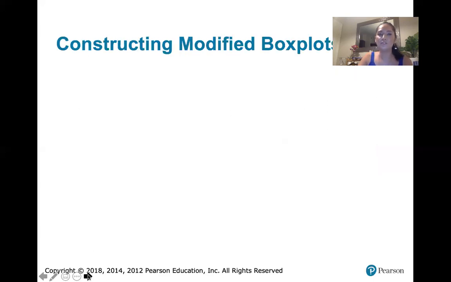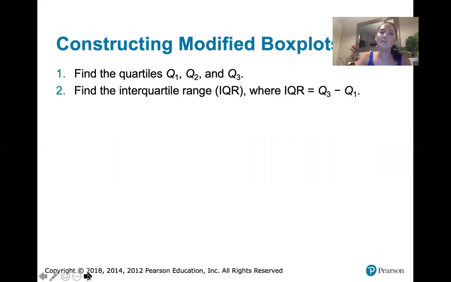Now there are also box plots that are modified. We call them modified box plots, and they're constructed just a little differently. We still have to find those 3 quartiles, the 25th percentile, the 50th percentile, and the 75th percentile. And then we do something else. We compute what's called the interquartile range. This is the range between the 25th percentile and the 75th percentile. So we compute the difference between those 2 values. And then we say, okay, whatever that difference is, multiply it by 1.5.